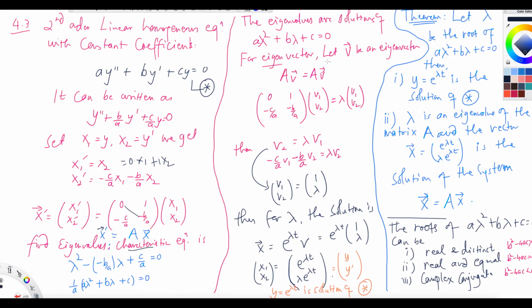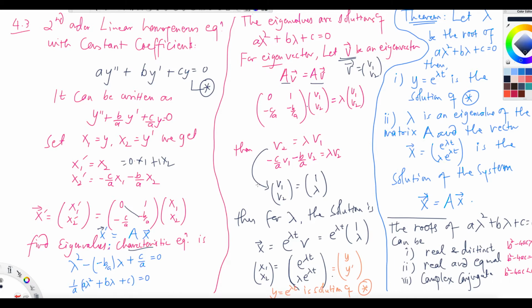For the eigenvector, after we find the eigenvalue, we assume that vector v is an eigenvector. Then the definition is A v equals lambda v, where A is this matrix, and let us assume that v is v1, v2. Then A times v equals lambda times v, right? Now you solve it. On the left side there is a product of the two matrices, so 0 times v1 is 0 plus 1 times v2, that is v2 equals lambda v1. Similarly, negative c over a v1 minus b over a v2 equals lambda v2.